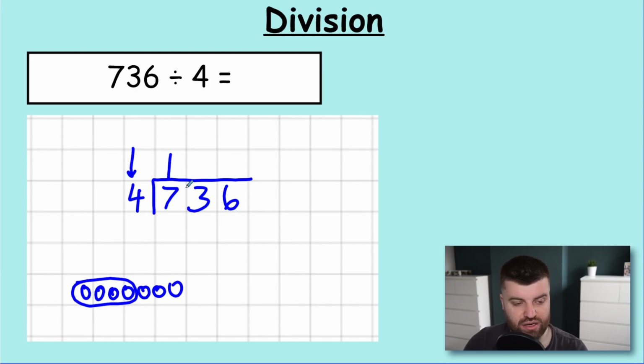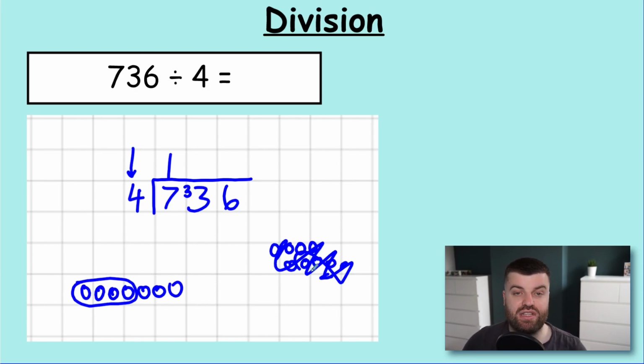So the answer is 1 with 3 left over, so the 3 goes next door. 33, and at this point I'd be saying to my children at school, do I really want to sit here and count 33? No, I don't. And you know what? You won't have counters in the 11 plus paper, so this is where your times table knowledge comes really, really, really handy.